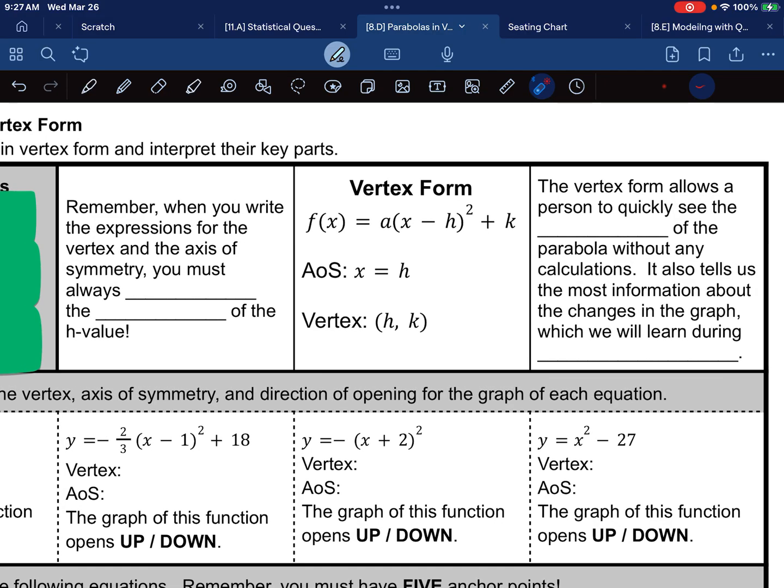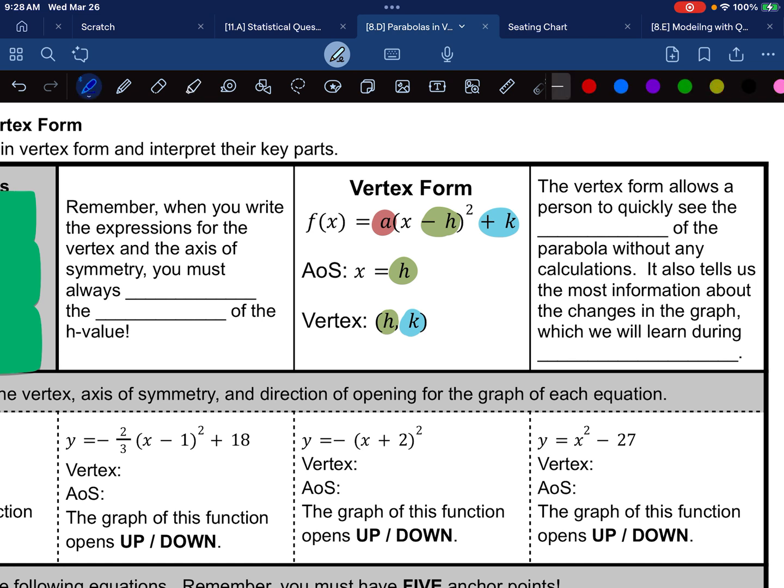So vertex form is the third form we're learning about. It's the one that looks like this. If you have colored pens or pencils, it might help you to color code the way that I am to help you to see things. There's a lot of patterns in this that will emerge as we're working.